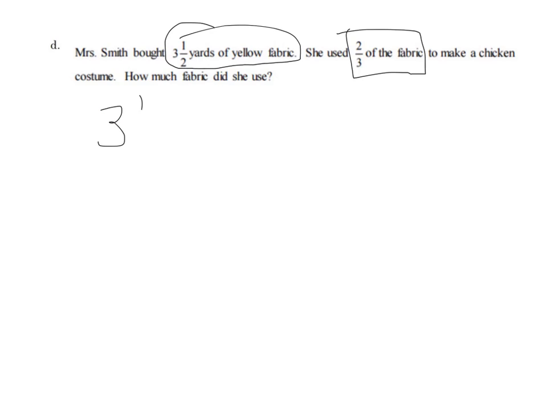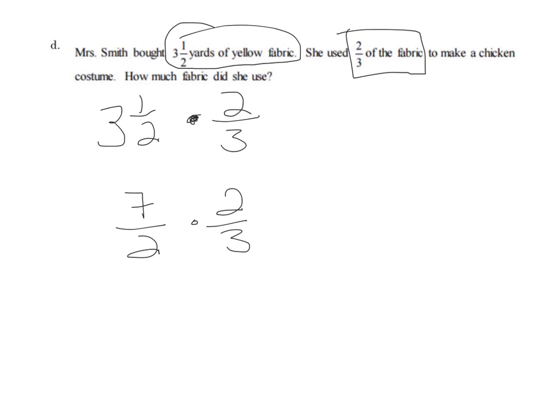So it's really saying she had 3.5 yards and she used 2/3 of that. Because I'm not trying to figure out how many 2/3 are in 3.5. I want to know what is 2/3 of 3.5. So remember, when we have a mixed number, we need to change it to an improper fraction. So 3 times 2 is 6, plus the 1 is 7, halves, times 2/3. So 7 times 2 would give me 14. 2 times 3 would give me 6.